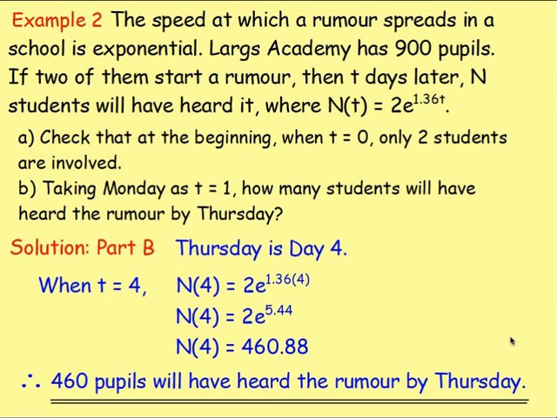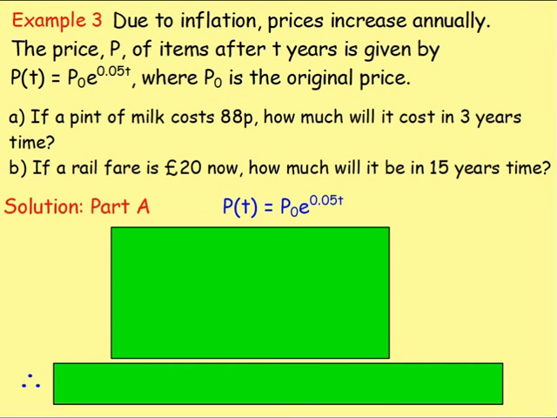They would not be as ambiguous as this. They would tell you to round to so many significant figures or decimal places, or you would get some nice answer in the end. Okay, 460 is what I'd go for. If you went for 461, that's fine. 460.88, that's fine as well. Let's try another one. Example 3, due to inflation, prices increase annually.